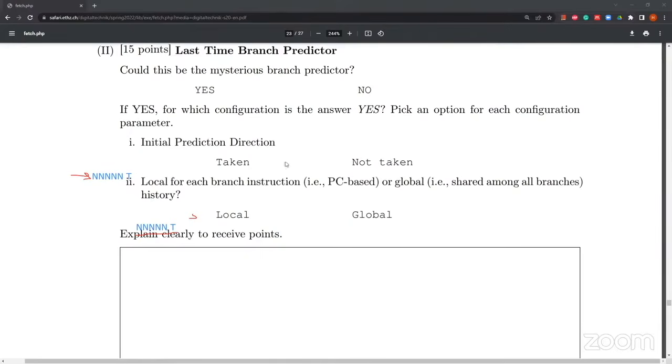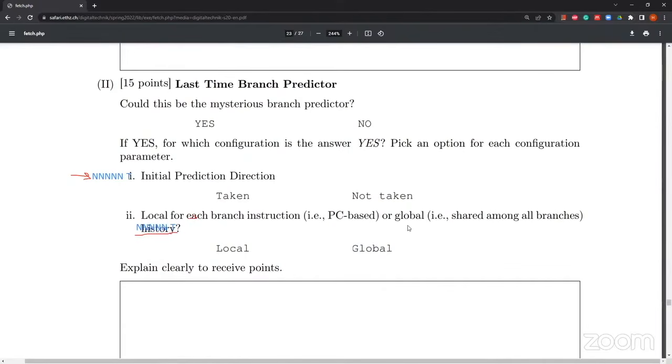And then we can store this information locally or globally. So local means that every branch instruction has its own one level of history, right? So we treat the previous outcome separately for every branch instruction by using the program counter to differentiate the two instructions. Or the second option is to use a global last time branch predictor where the branch history is shared across all the branches.